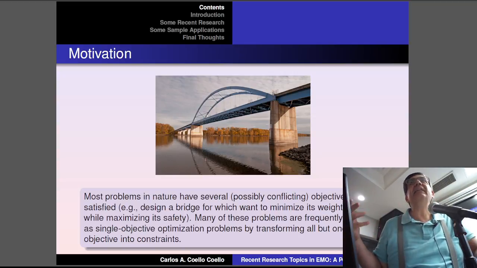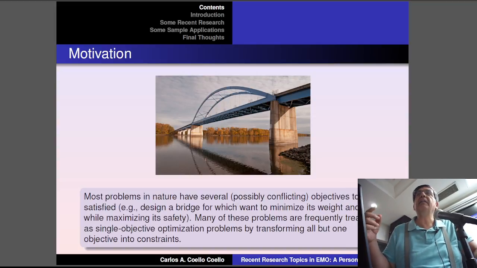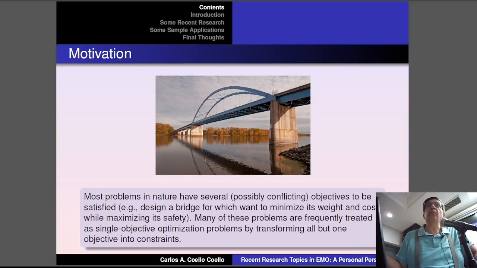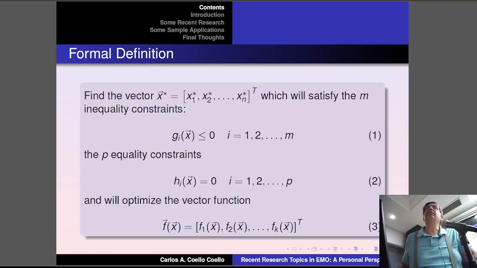Mathematically, they are ill-defined in the sense that there is no single solution that satisfies the problem. There is actually a set of solutions, and we need to identify from the set one or two that are the most satisfactory. Formally, this is the definition of a multi-objective optimization problem. Instead of having a single objective, I have k objectives, where k is greater than or equal to 2. And these objectives, as I say, at least some of them are conflicting.